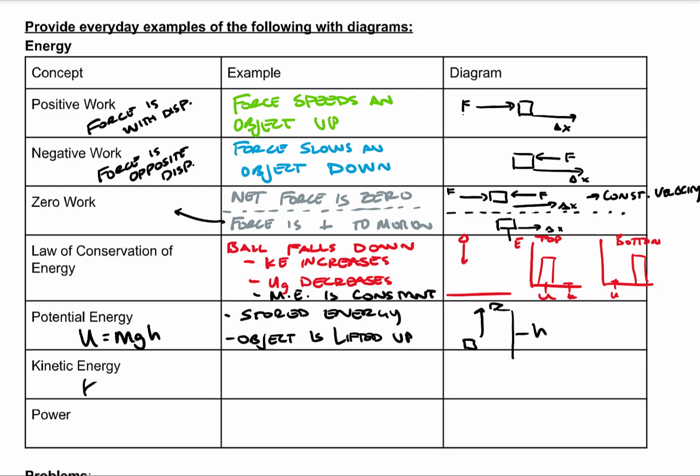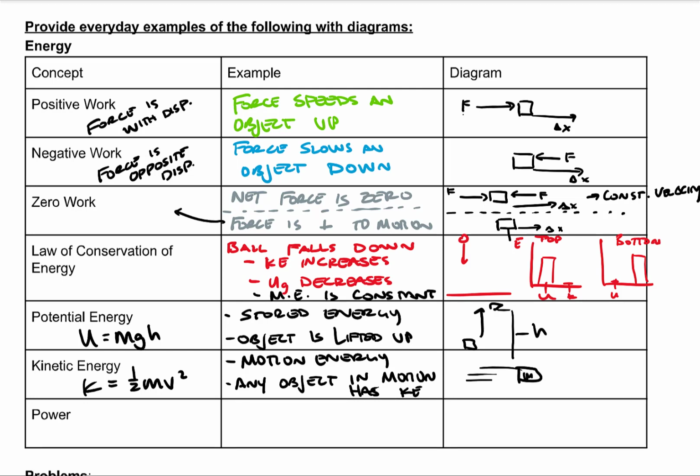For kinetic energy, it is 1/2 mv squared. This is motion energy. Any object in motion has kinetic energy. So we have our mass moving. That thing has kinetic energy.